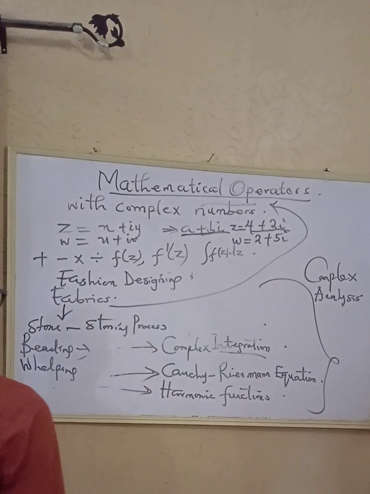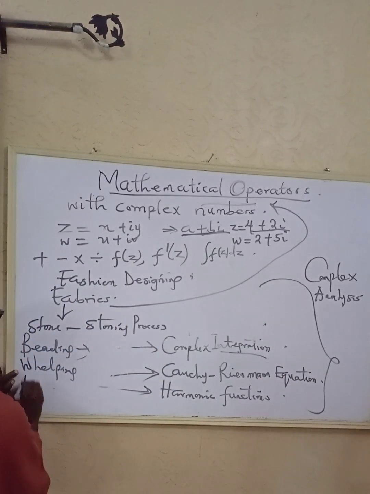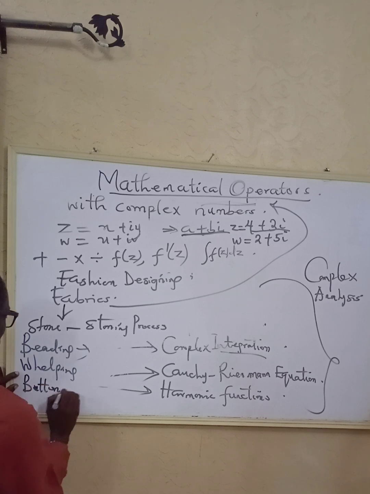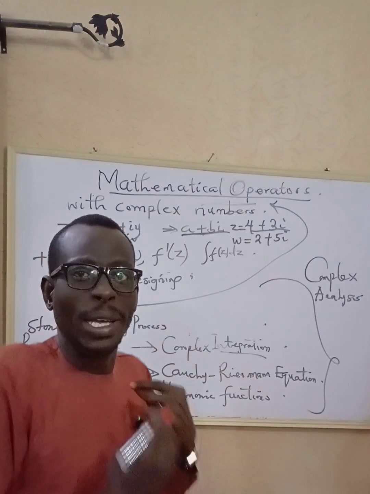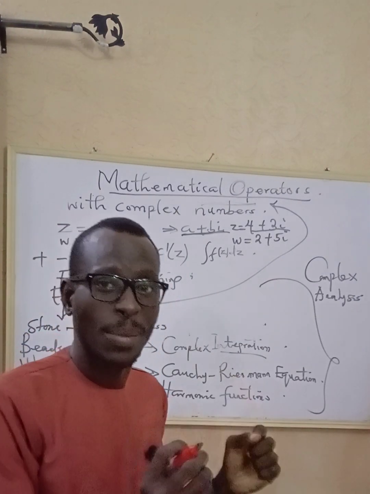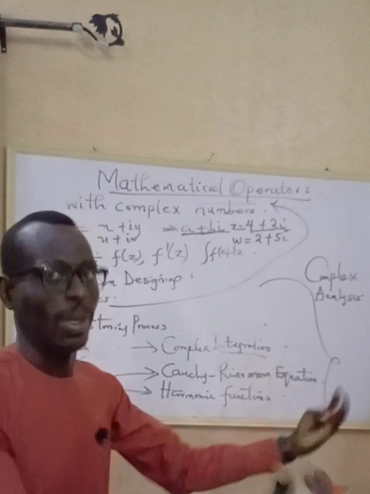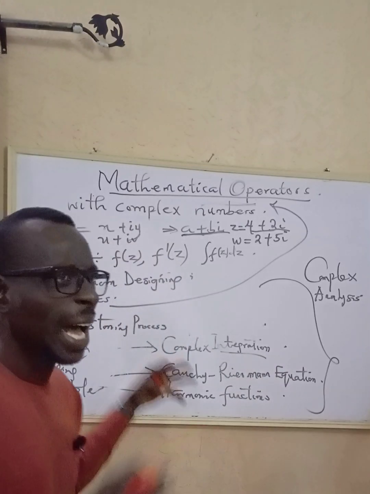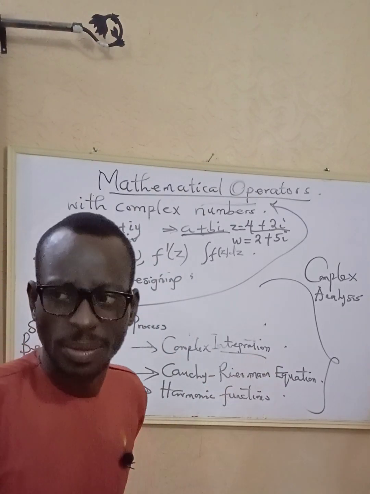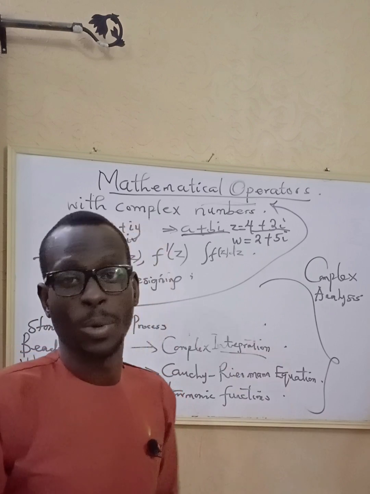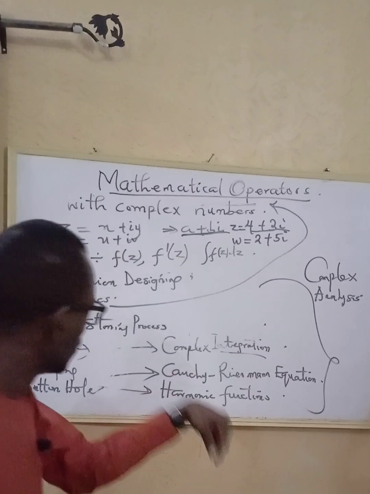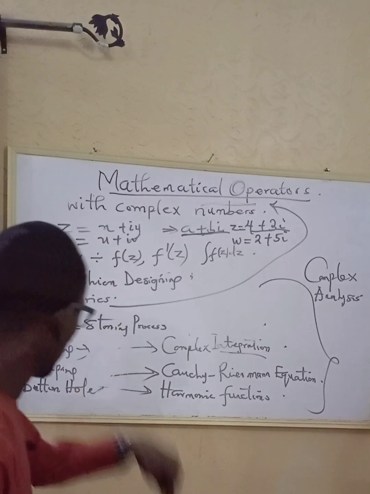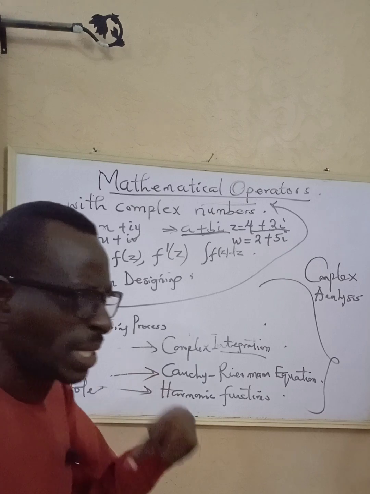And also we talk about the buttonhole. The hole in the shirt can be created using a buttonhole machine. So this has to take charge of a particular operator. For the stoning, you have the stoning machine. For the beading, you have the beading machine. For the whipping, you have the whipping machine. For the buttonholes, you have the buttonhole machine.